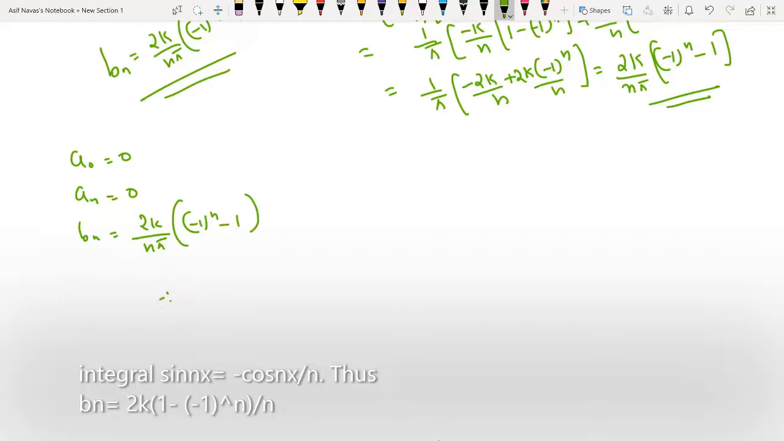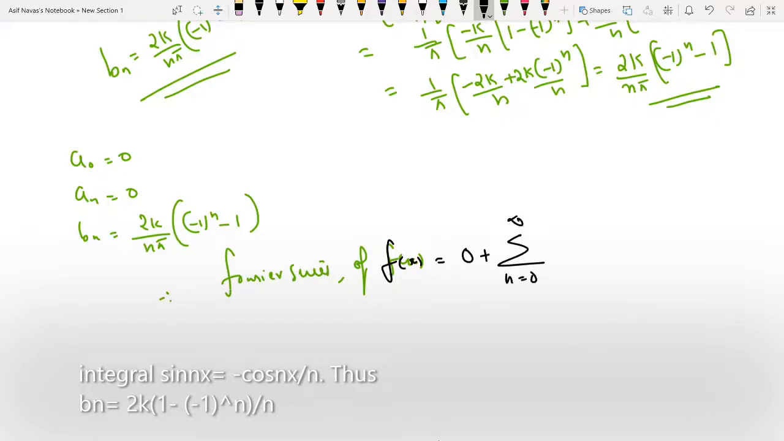Therefore, the Fourier series of f of x is equal to a naught, which is 0, plus sigma n equal to 0 to infinity, a n is 0, and 0 into cos nx, plus b n. b n is 2k by n pi, minus 1 power n minus 1, sin nx.